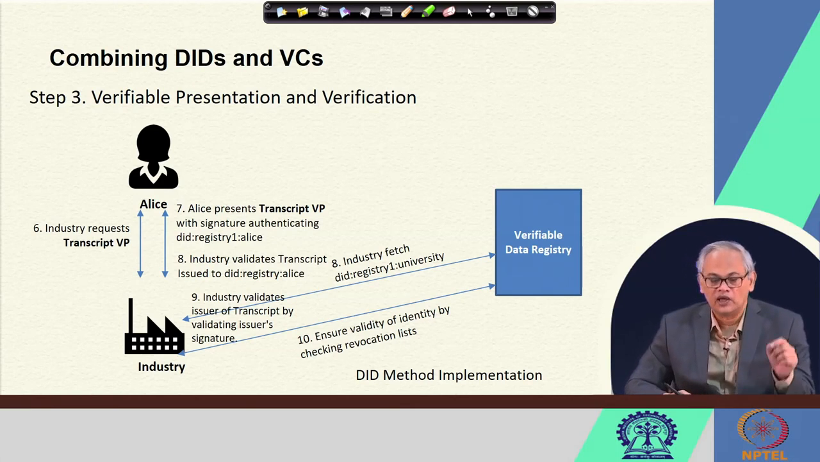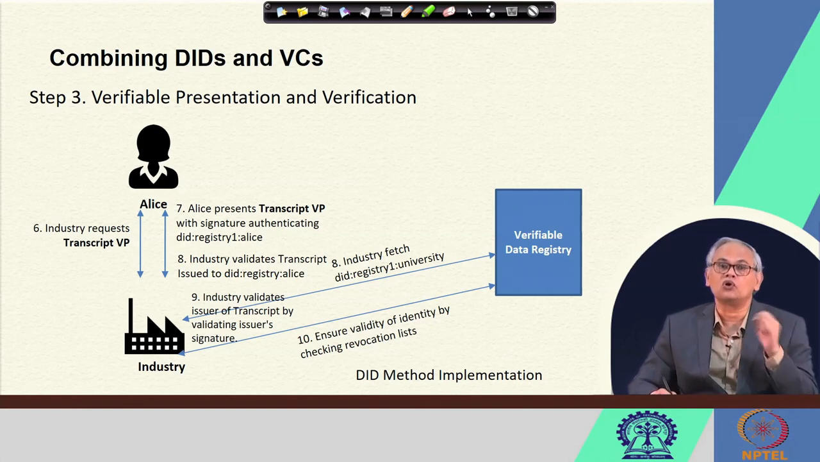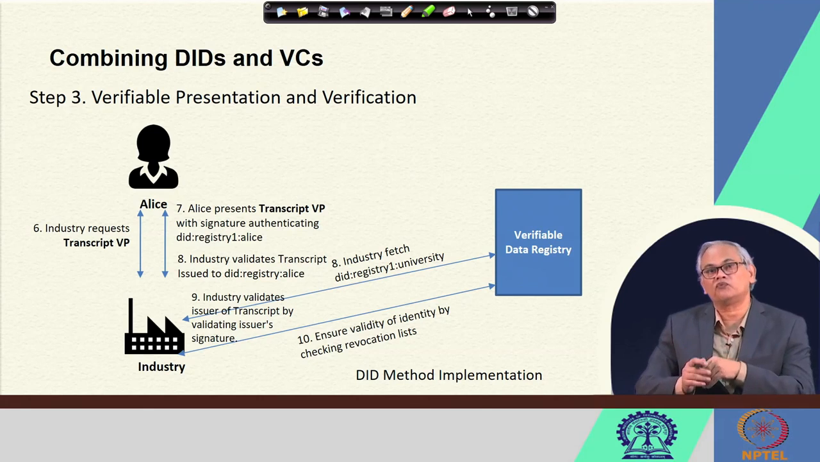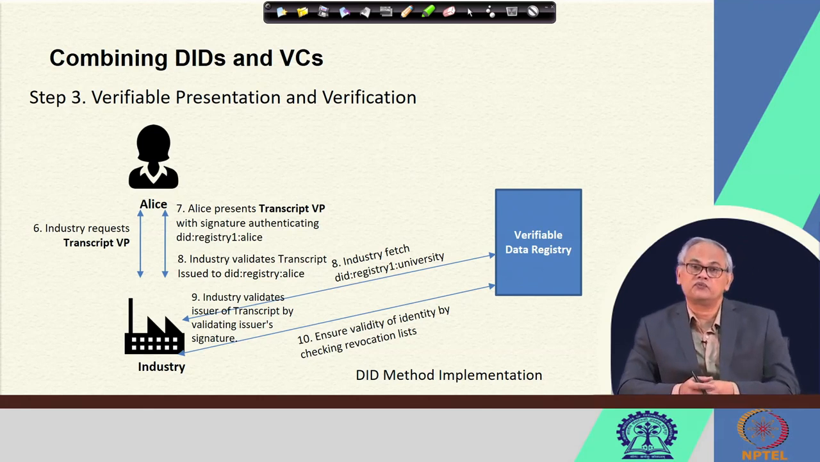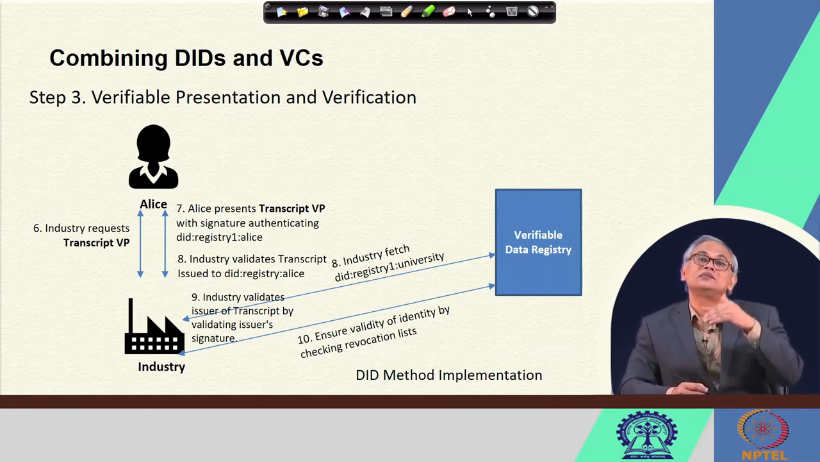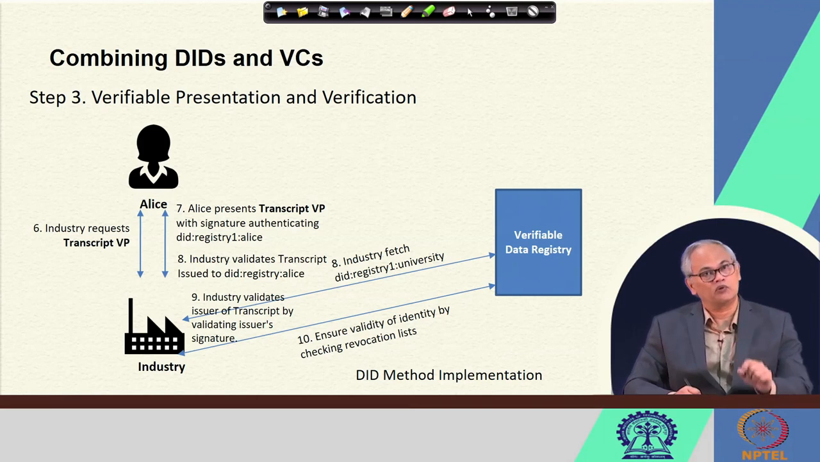That is the first step, and then it would be able to fetch that information and validate whether the issuer of the transcript is also correct. So, in that proof graph, as we said, we have that credential proof graph where now the industry first has to check whether indeed Alice is the correct holder of that VC, and then check whether it was really issued by that particular university.